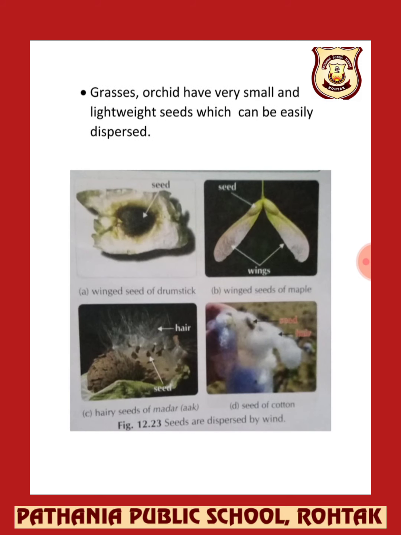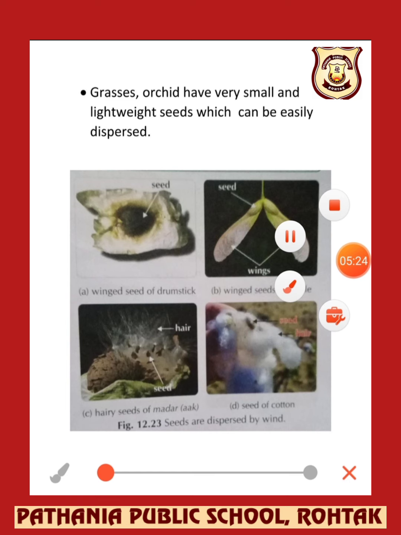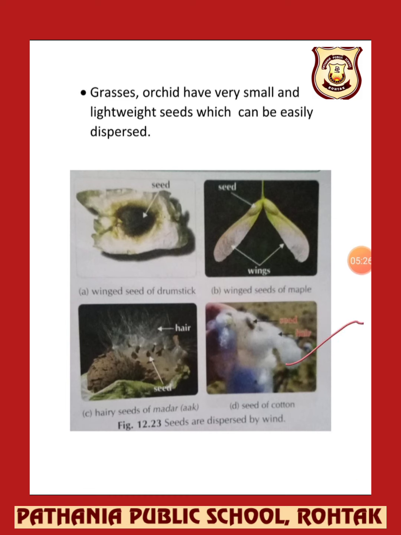You can see in the figures. See beta, these are the cotton plants where the dispersal of seed you can see over here. Here the dispersal of seeds, they are very light in weight, of course. They can disperse here and there.